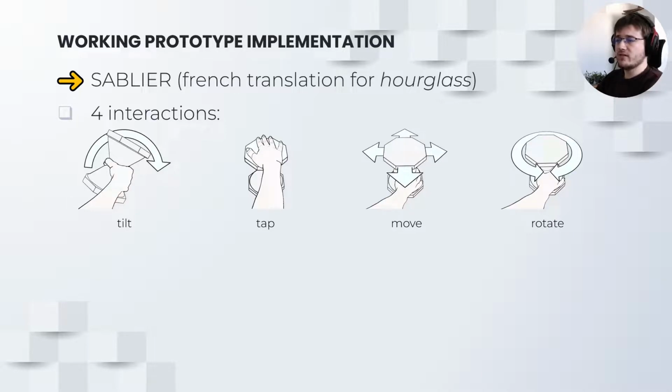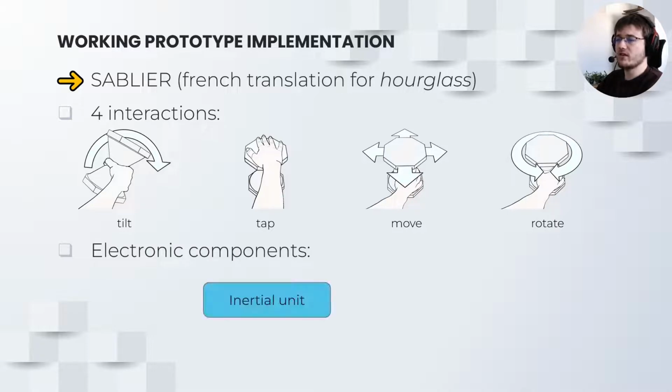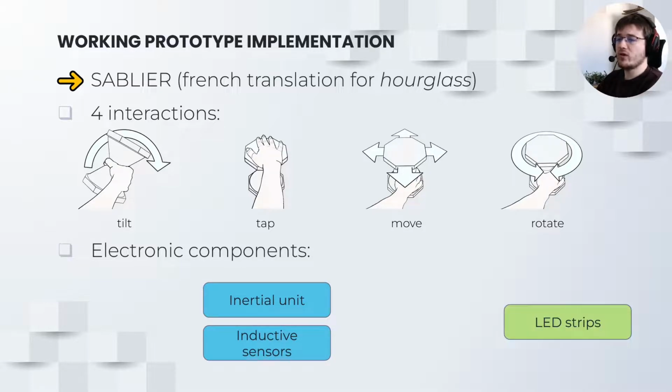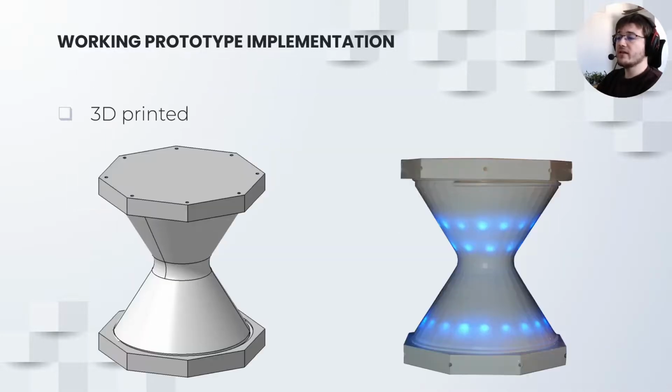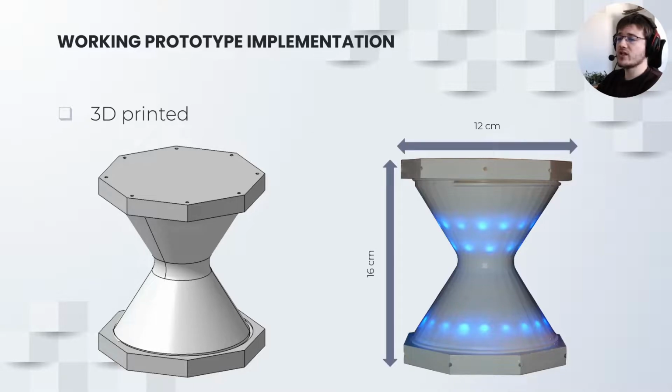In order to make these interactions possible, we equipped SABLIER with different electronic components: an inertial unit to sense SABLIER's tilt angle, inductive sensors to notice the tap interaction, LED strips to simulate the flow of sand inside the interactor, and the Raspberry Pi Zero to control these components and communicate with the digital environment. SABLIER is a 3D printed 16 cm high, 12 cm large hourglass-shaped interactor.